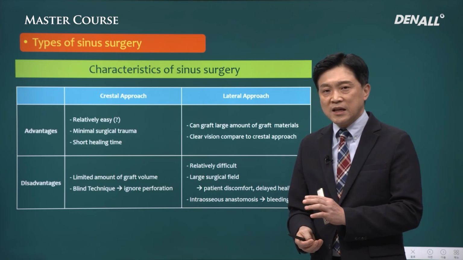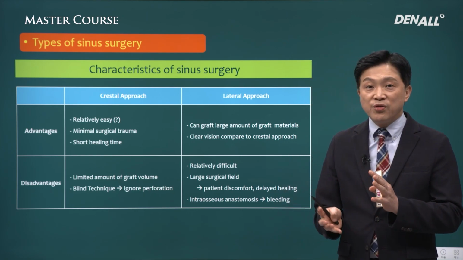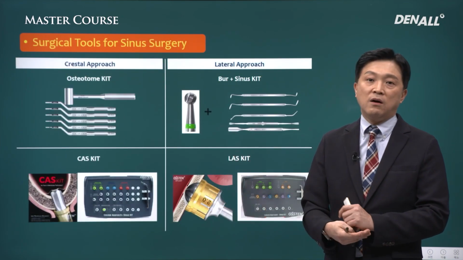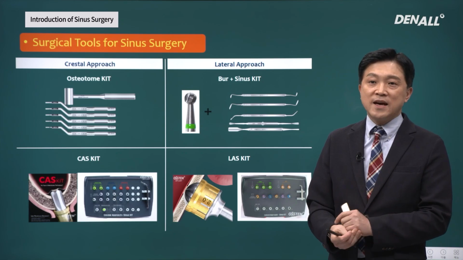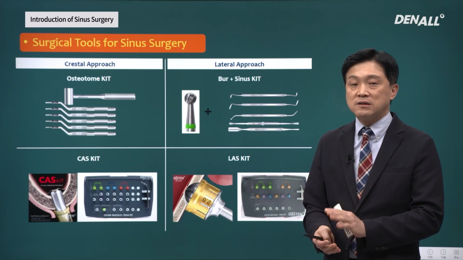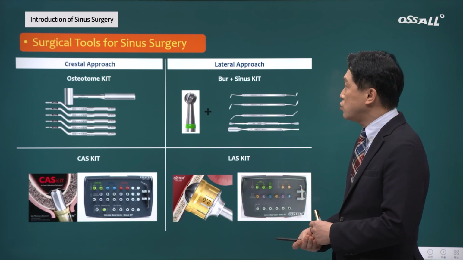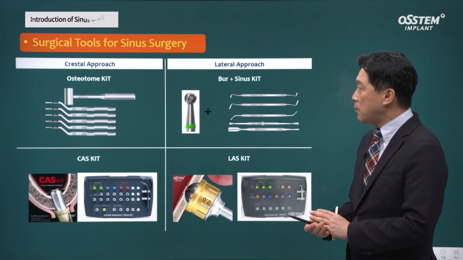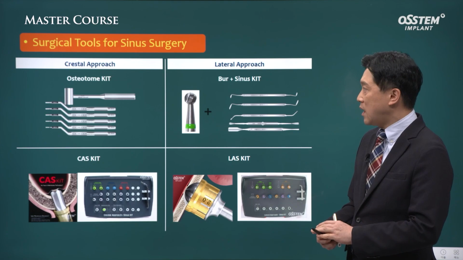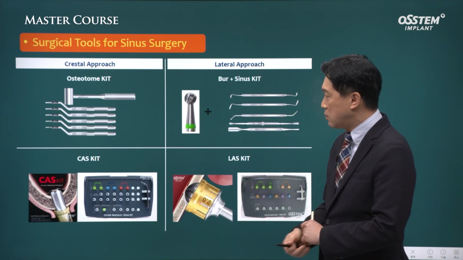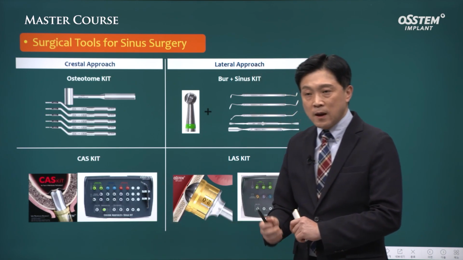It's a double-edged sword. What we need to think about is that you cannot utilize just one technique for all circumstances. Depending on the patient's situation, we need to choose the appropriate procedure and apply it. Crestal approach is done using two different kits. You can use osteotome or also use cast kit.